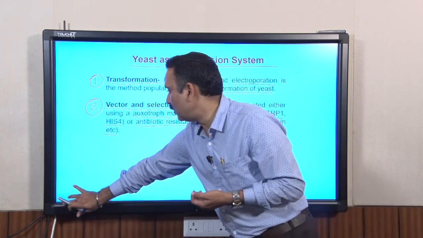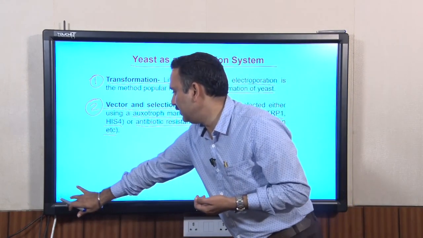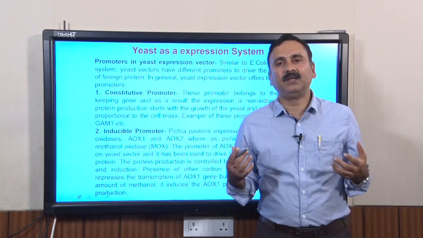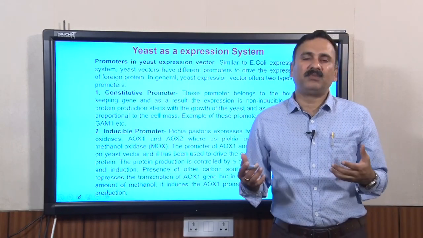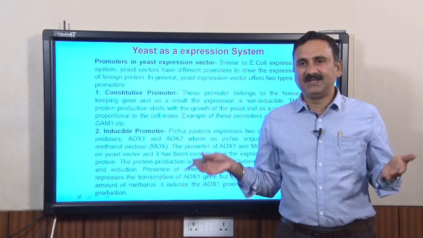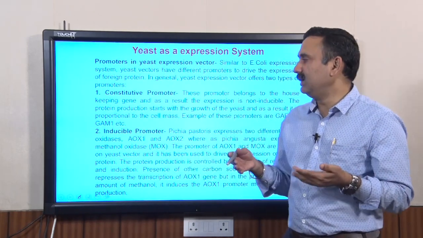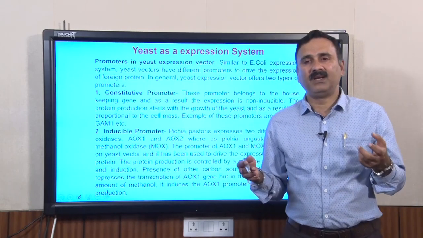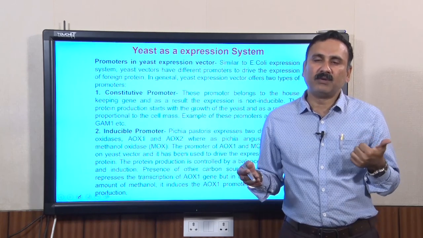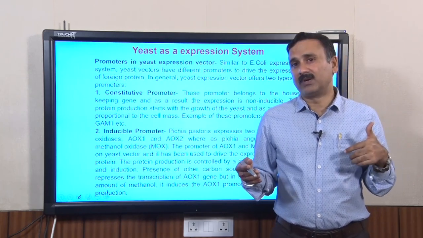Once these two steps are over, then you have to use the promoters. Just like we discussed in the E. coli expression system, there are different types of promoters present in the yeast expression system. You have two different types: either the constitutive promoters or the inducible promoters.